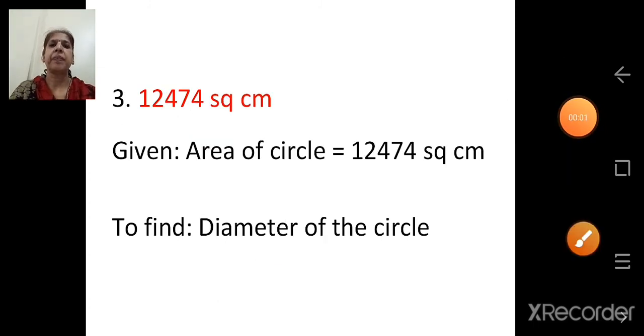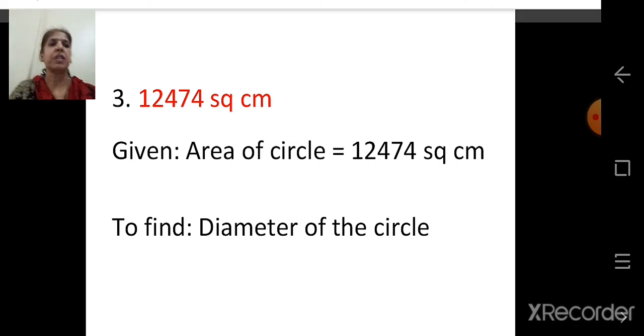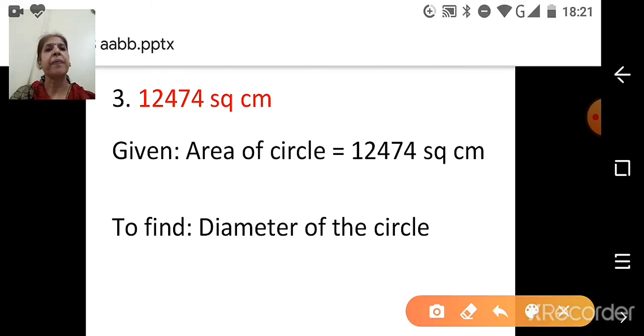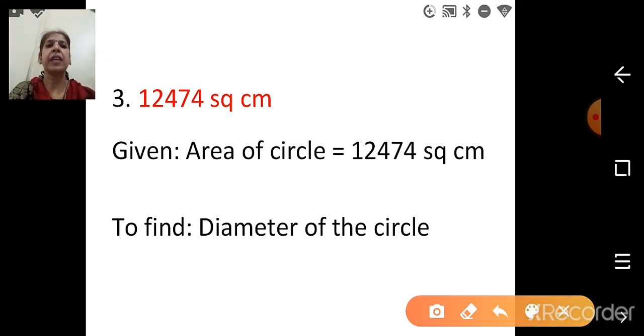Third sum, 15.6, the third sum in that, and it is 12,474 square centimeter. Area given is 12,474 square centimeter. Again the steps are the same. First what will we write? Given. What is given? Area of circle. Area of circle is equal to 12,474 square centimeter.